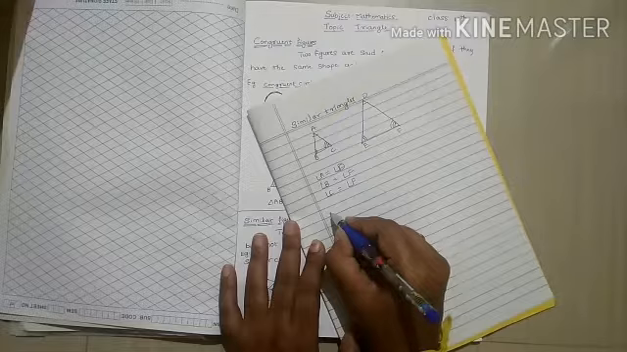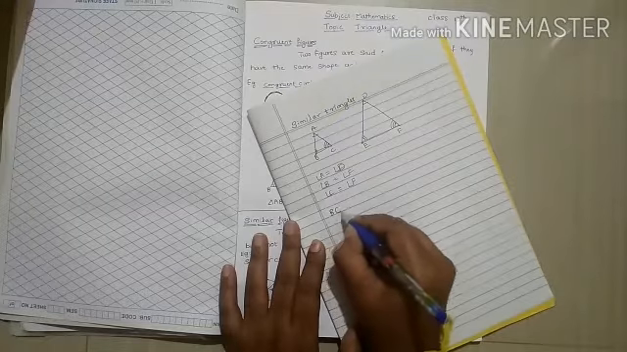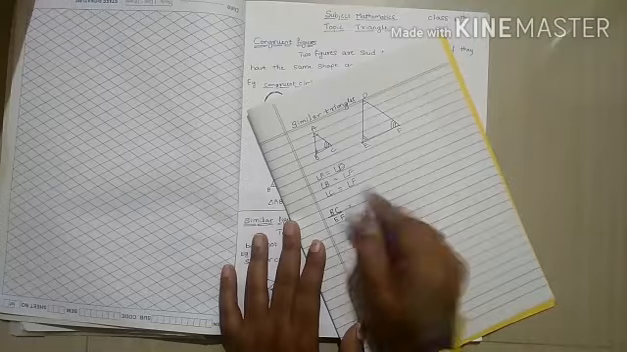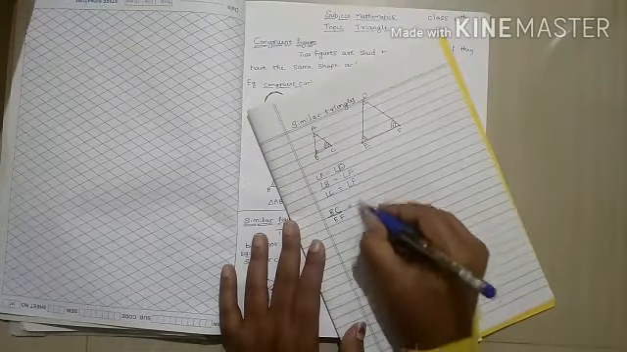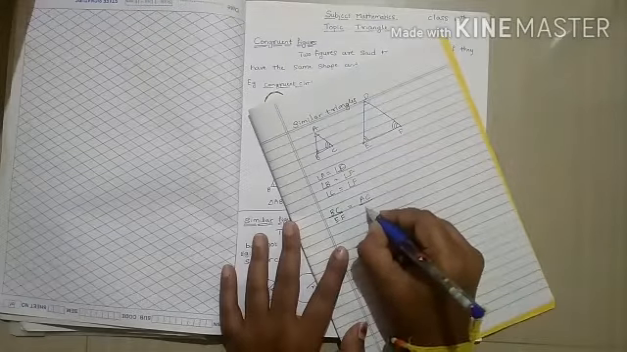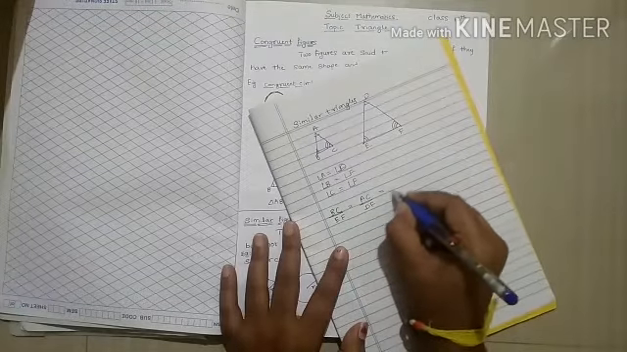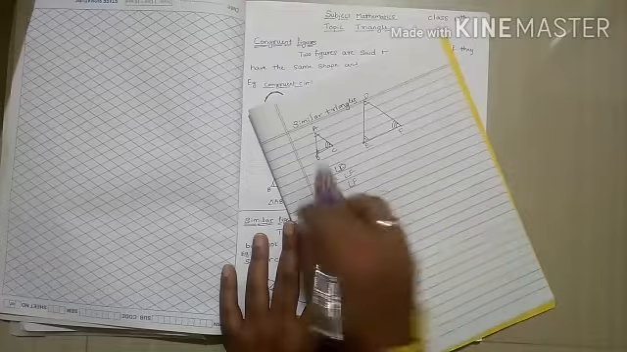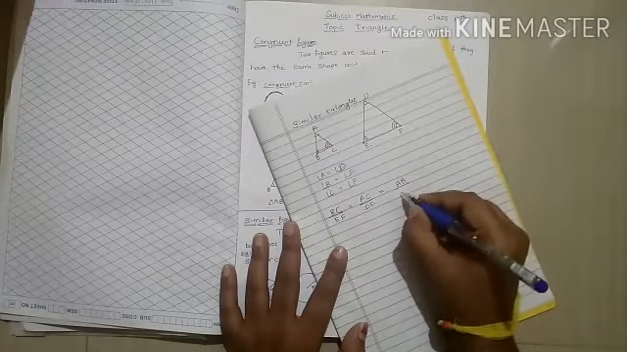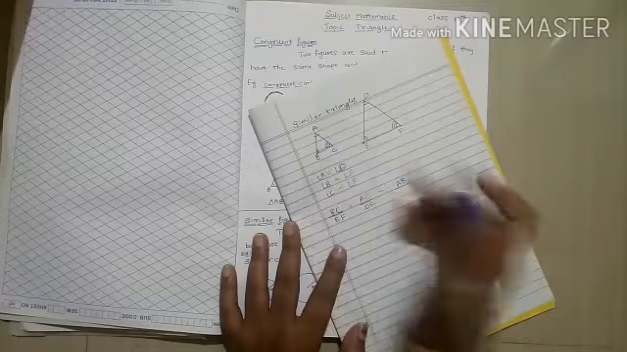So the second condition is BC divided by EF is equal to AC divided by DF, because opposite B is AC and opposite E is DF, so AC and DF are the corresponding sides. That is equal to AB divided by DE, because opposite C is AB and opposite F is DE.